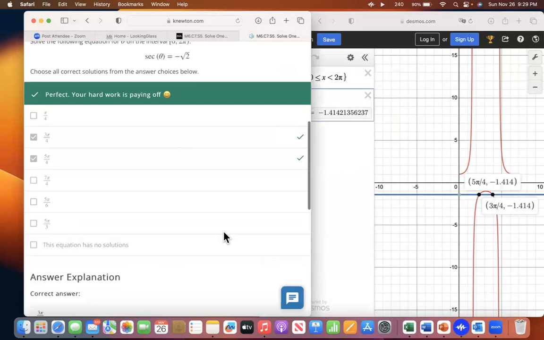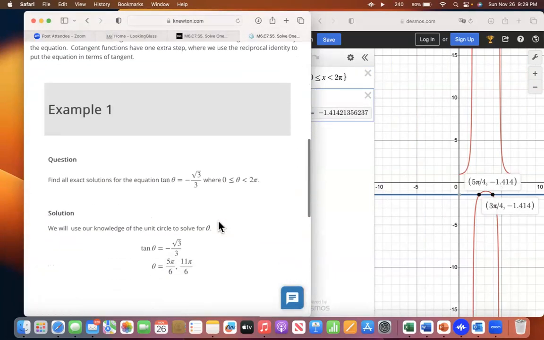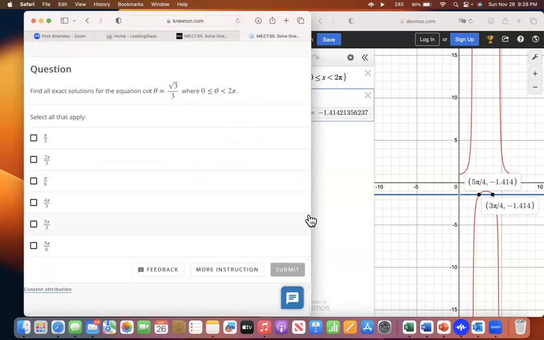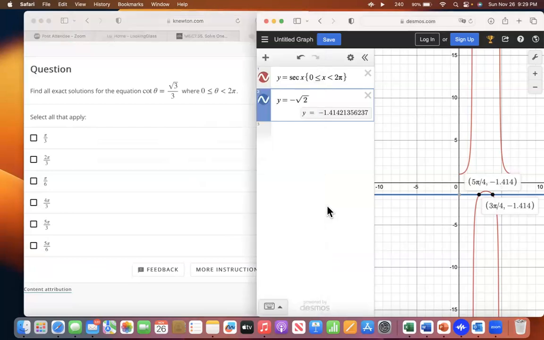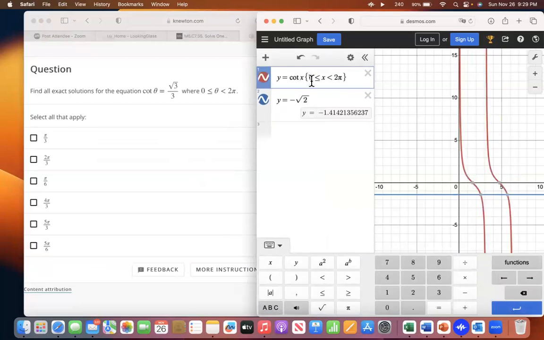All right, good. This one would be the same thing, except I would change this one to cotangent. That's right. And then square root of 3 over 3.